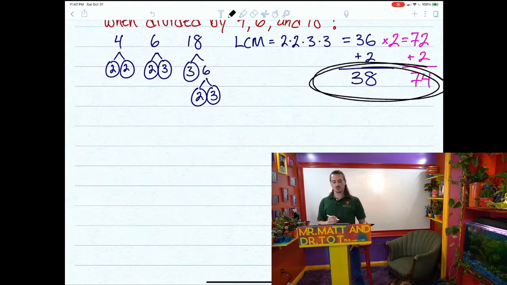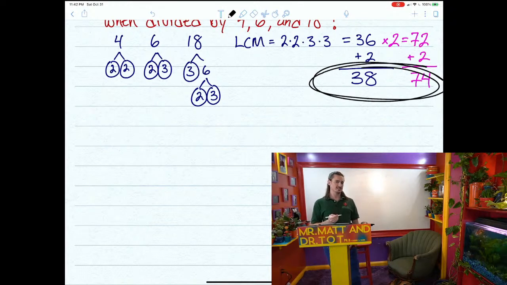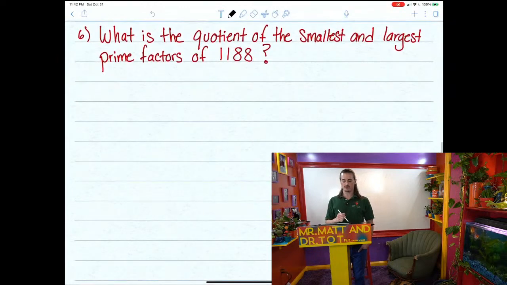6 asks, what is the quotient of the smallest and largest prime factors of 1,188? Remember that quotient is the answer to a division problem. Remember that division is not commutative, meaning that order matters. So make sure that you get the right order there. You get the numerator correct and the denominator correct. Otherwise, your fraction will be opposite, and that'll be a totally different number, which will be wrong. So I'll give you 3 minutes, and then I'll give you the solution.